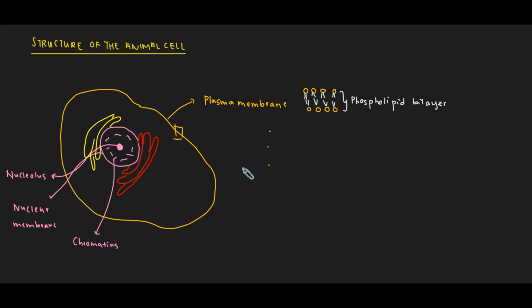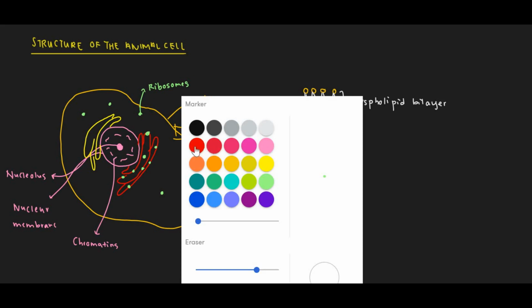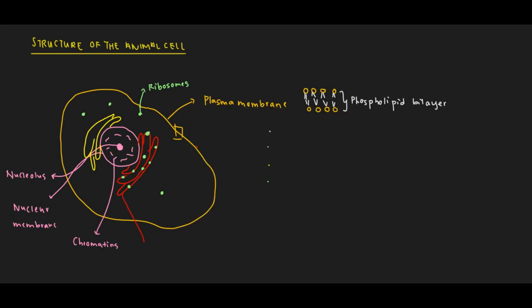Whereas the outer surface of the rough endoplasmic reticulum consists of ribosomes. So to differentiate between the smooth endoplasmic reticulum and the rough endoplasmic reticulum would be the ribosomes. And plus, the ribosomes are scattered everywhere inside the animal cell. So this one is known as the ribosomes. Ribosomes are used for protein synthesis, and this one is the rough endoplasmic reticulum.